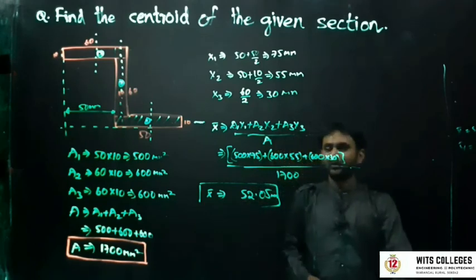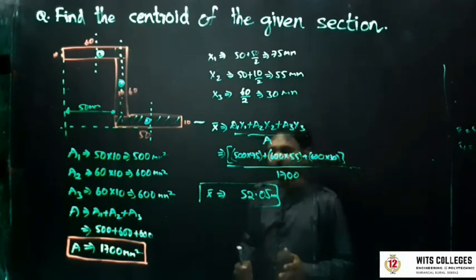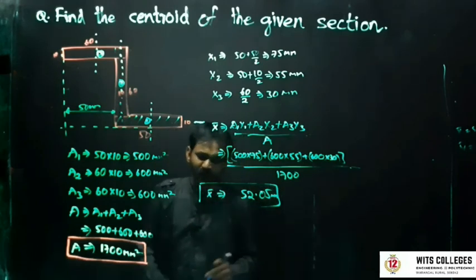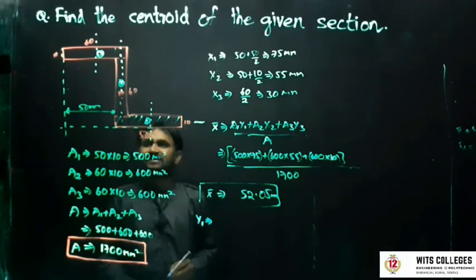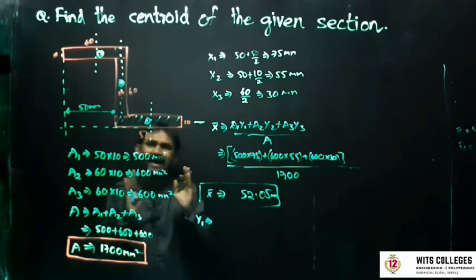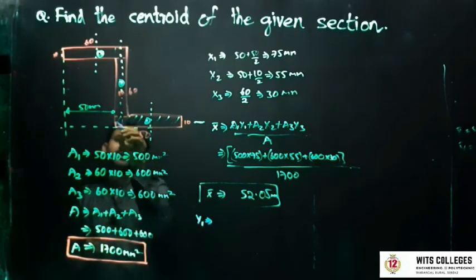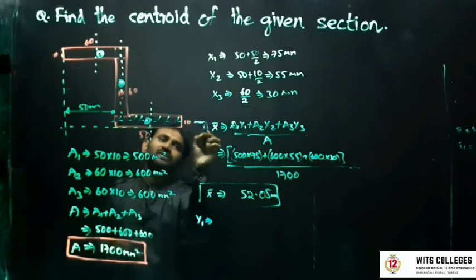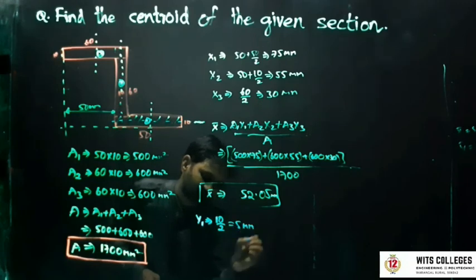Now you have to calculate y1, y2, y3, then you have to calculate the y bar also. Now what is y1? Y1 is for figure number 1. Y indicates the depth. When it is y, I have to cut it in the horizontal direction. So this is 10 by 2, that is 5 mm.